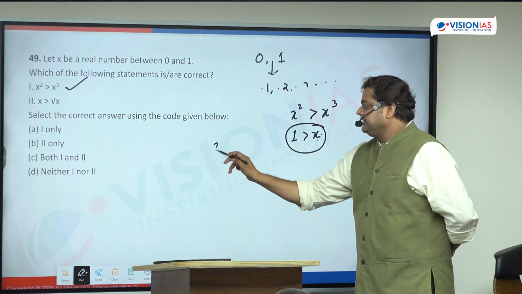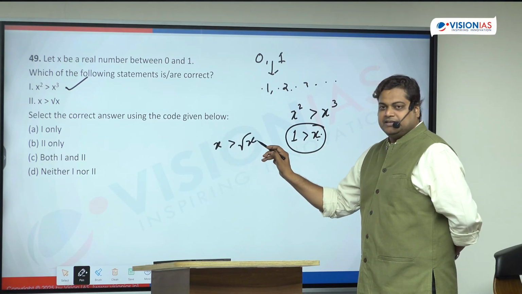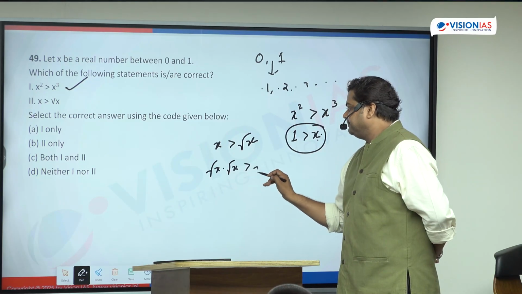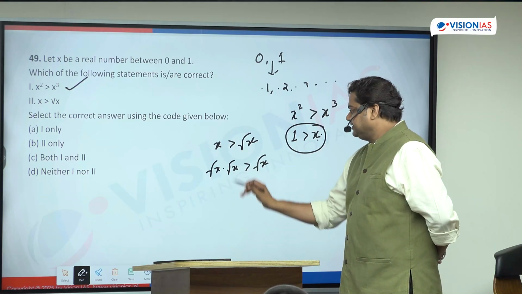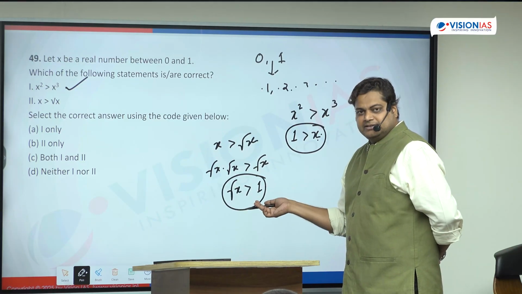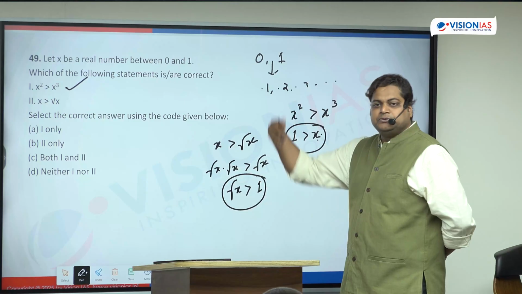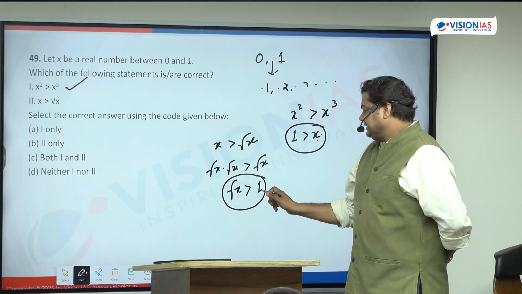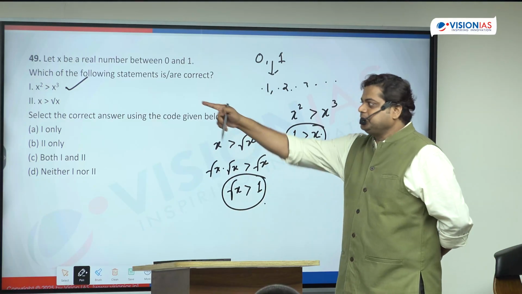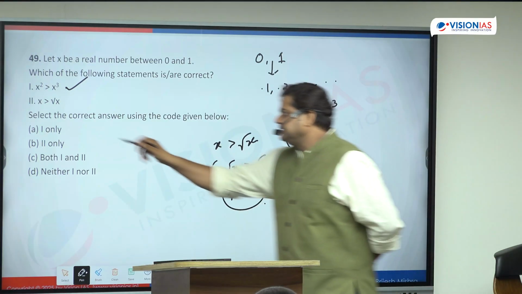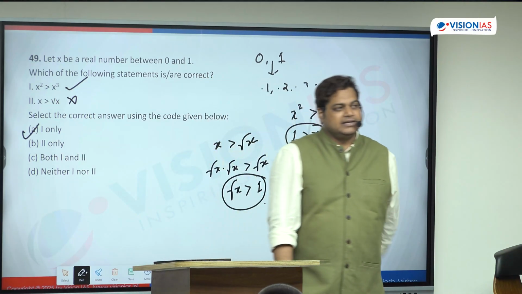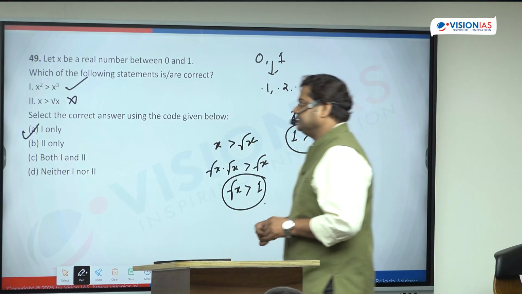If we take the second statement, x greater than square root x. I can write x this way. This is cancelled out. Square root x is greater than 1, we are getting. Is this correct? The square root of 0.5 will be even smaller than it. That cannot be more than 1. It would be less than 1. If it were less than 1 it would be correct. It is more than 1, that means it is incorrect. So 1 only is the correct answer.